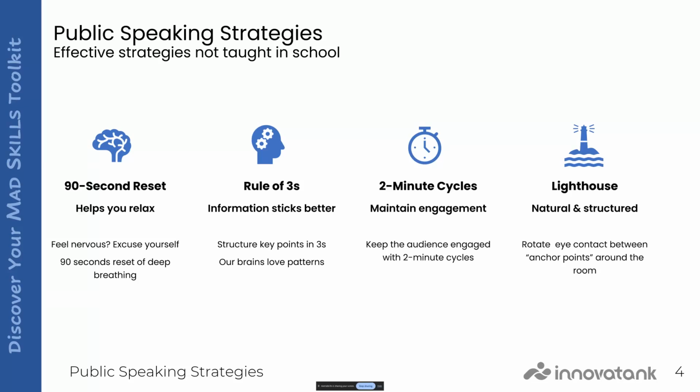We go back to the threes thing, and the rule of threes makes information stick better. So structure key points in threes. That's why we always see teams present three alternatives, those types of things, three decision criteria. Our brains love patterns, so keep those patterns going as you talk through the whole presentation.